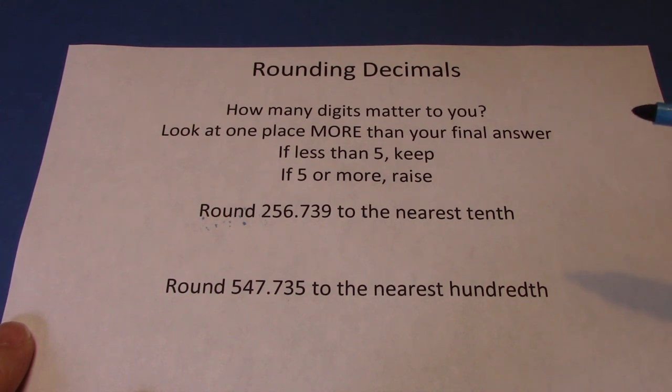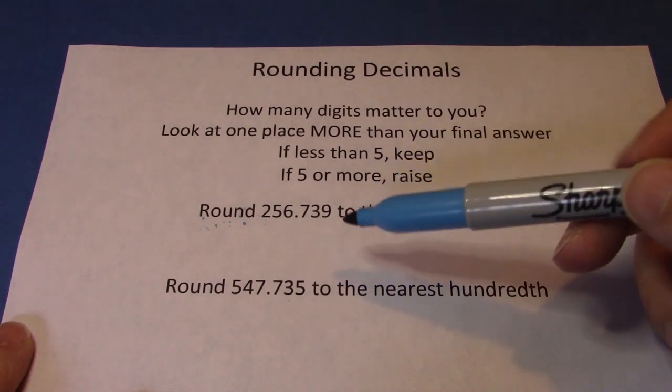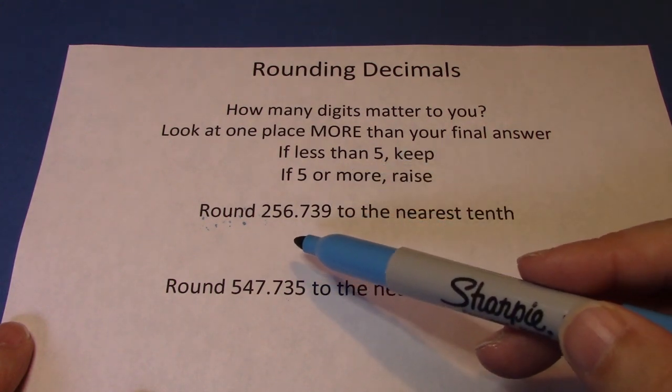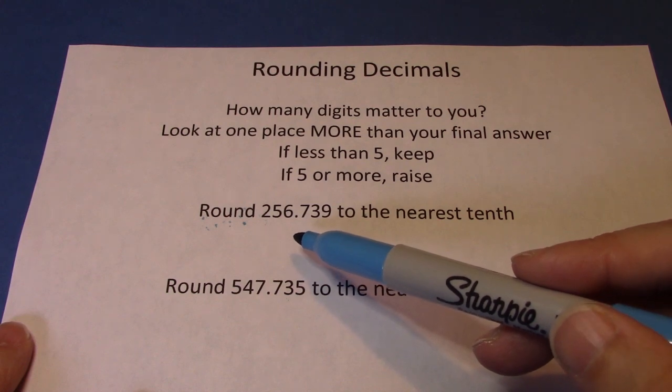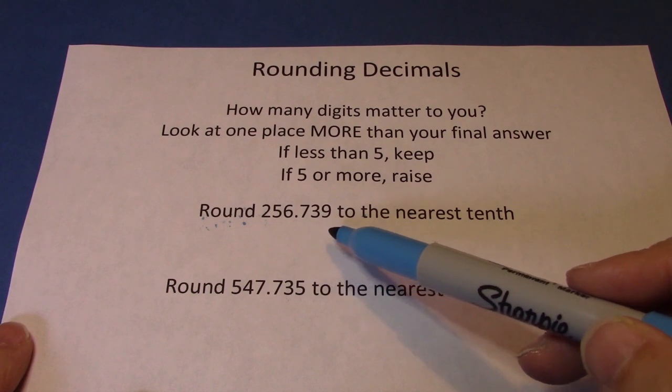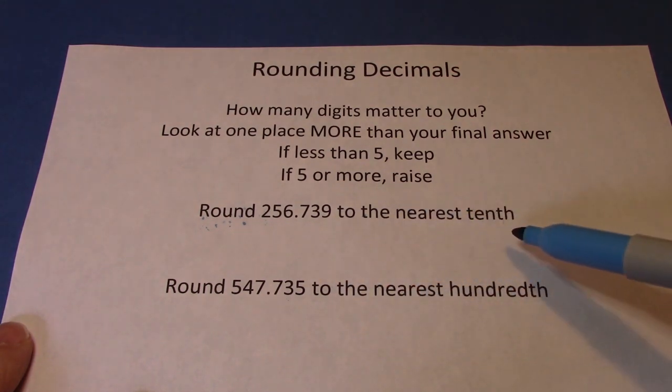So the first step is to determine how many places matter to you. You either use your common sense, like we just did, or sometimes a problem on a test might tell you exactly how many places they want you to round your answer to. So you always look one place more over than your final answer. In this case, we're going to round 256 and 739 thousandths to the nearest tenth.